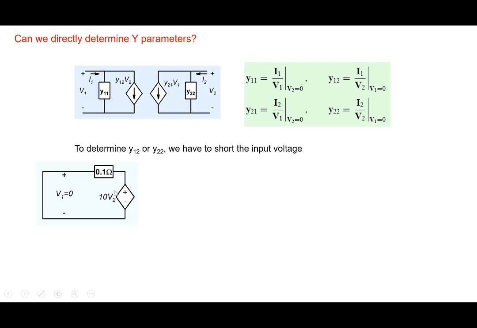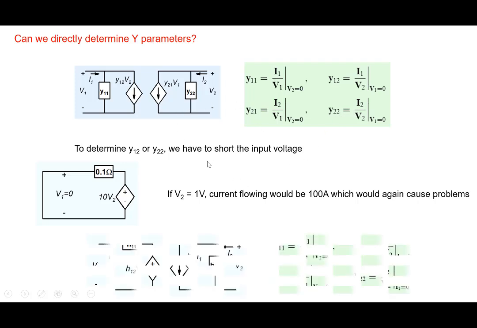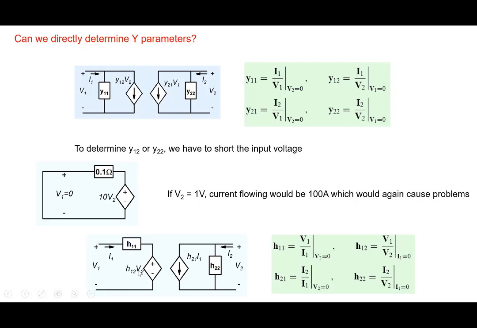Now we have a problem. 10 volt divided by 0.1 would be 100 amperes here. So that will cause a problem, because an excessive amount of current would flow. Whenever you take a voltage source and try to short it out, obviously you'll have problems. So the determination of Y12 and Y22 is the problem here. What this points out is that Y is not a good representation for it. And you can easily verify that the H representation would be a suitable one here.